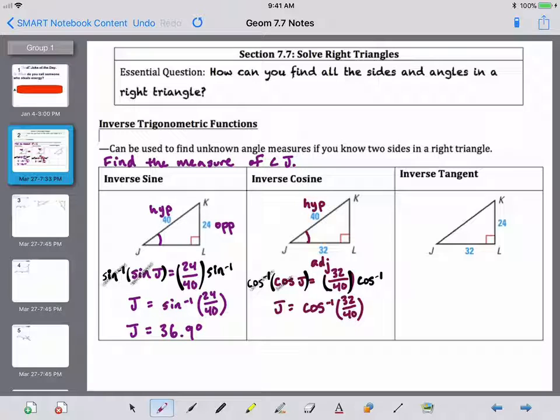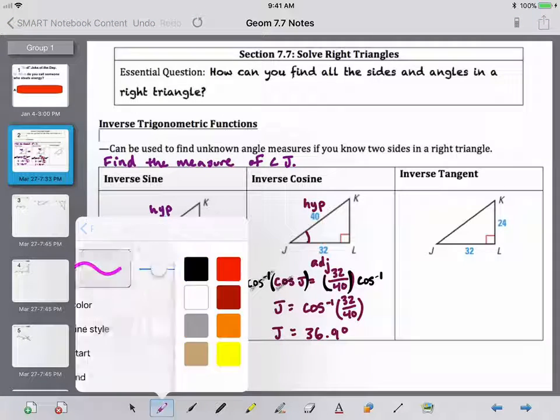Again, go ahead and try and plug that in the calculator. The cosine inverse button is right above the cosine button. If you do that correctly, you should still get 36.9 degrees. Angle J hasn't changed. This is the same triangle throughout all three of these examples.